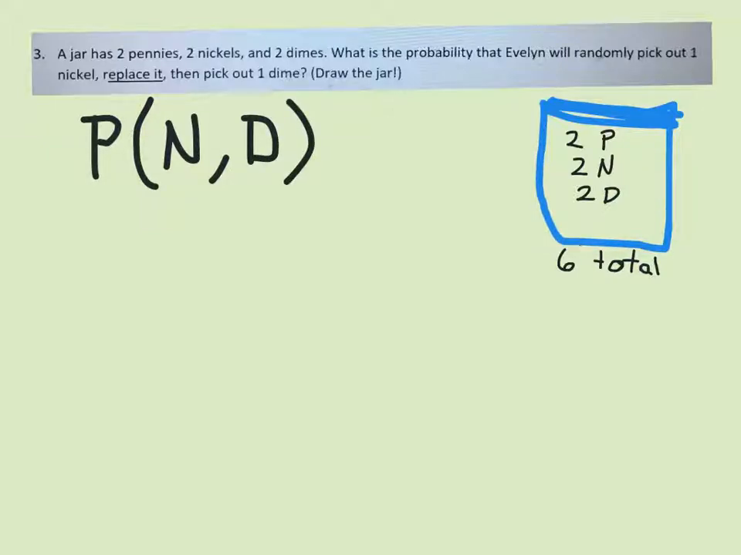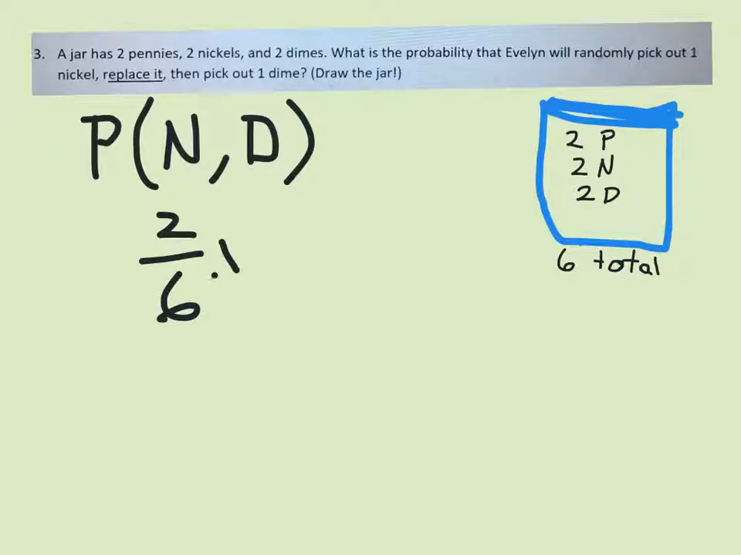All right, so I drew my jar already, and I want you to draw your jar too. So I've got 2 pennies, 2 nickels, 2 dimes, and I totaled them up, and that's 6 total things in the jar. So 6 different outcomes, and here is what I have in the jar. All right, so we're gonna first, it says try to pick out 1 nickel. So what's the probability of picking out a nickel? Well, I have 2 nickels out of 6 total, so 2 out of 6.